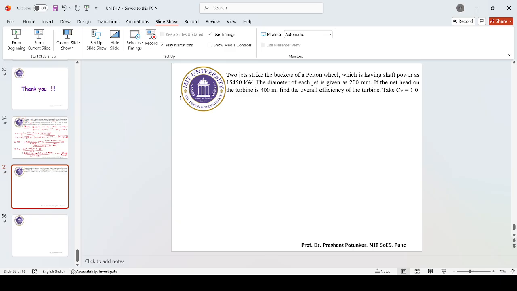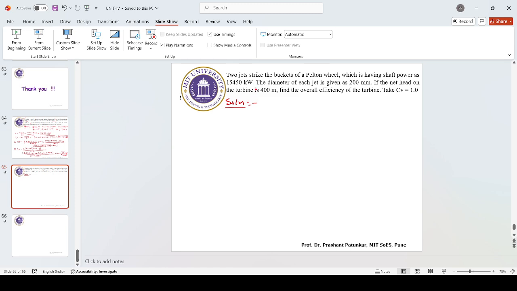The diameter of each jet is given as 200 millimeter. If the net head on the turbine is 400 meter, find the overall efficiency of the turbine and take the coefficient of velocity as 1.0. Let us see how to deal with the solution of this problem.